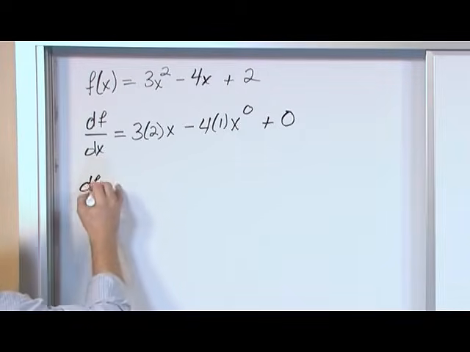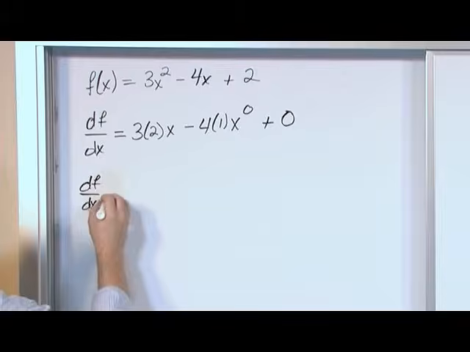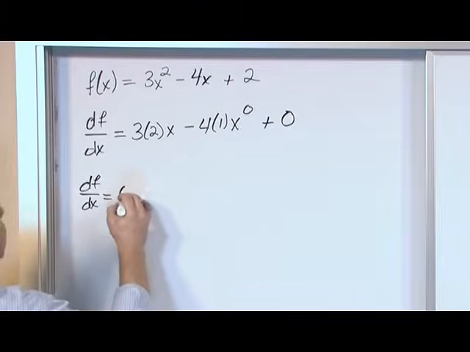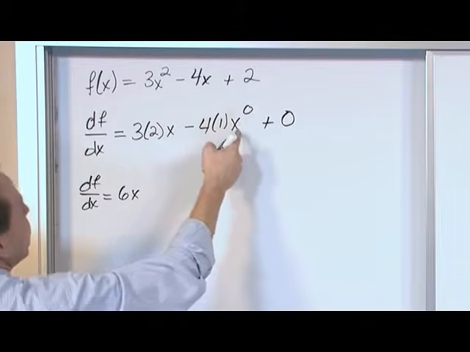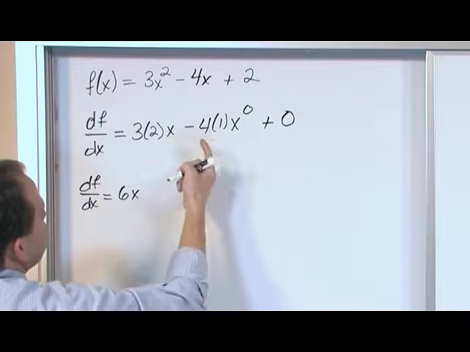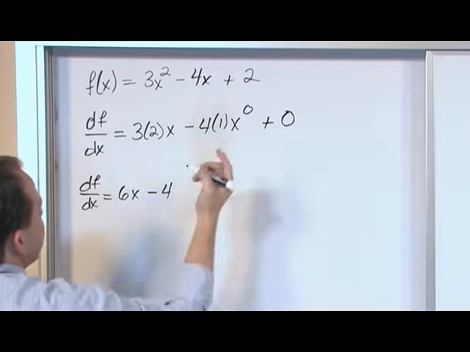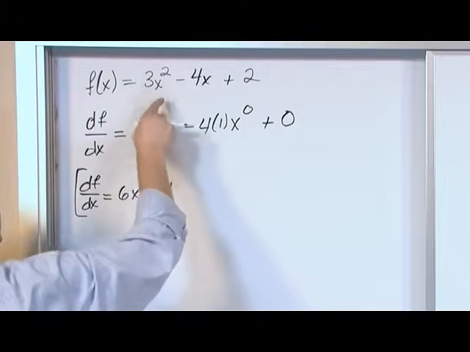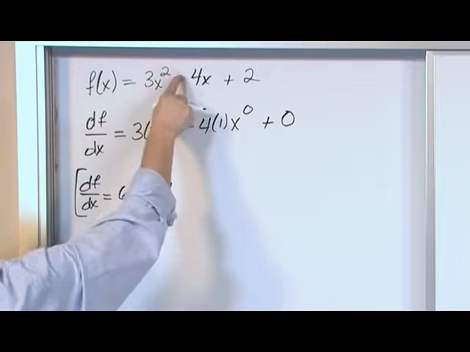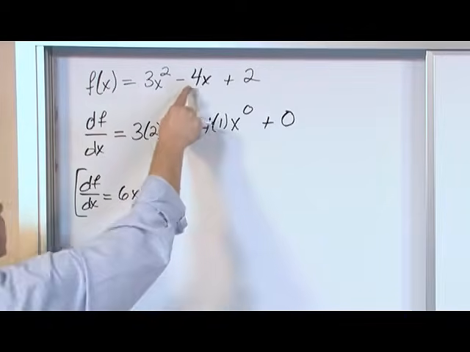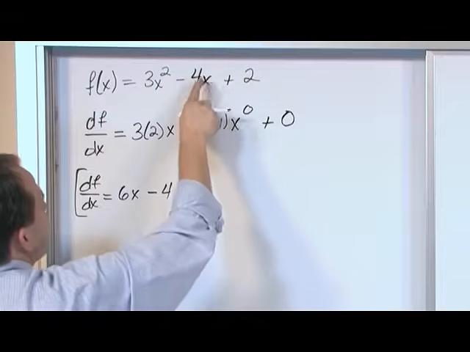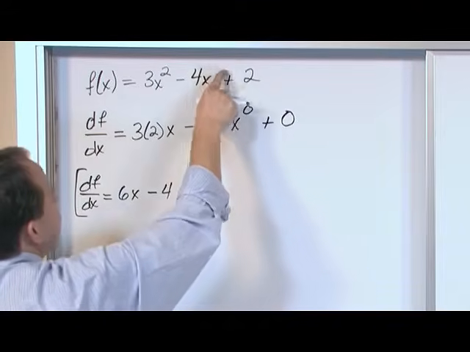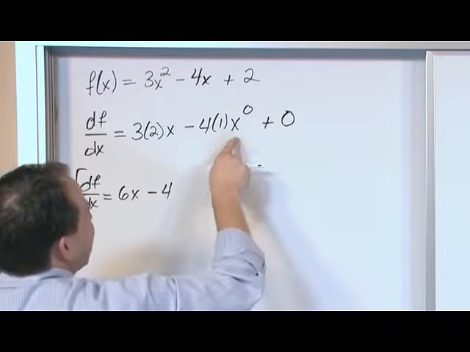The answer, df with respect to x, is going to equal 6x. And then here, this is x to the 0 is 1, so you have negative 4, and 0 just stays out. So df dx is 6x minus 4. Make sure you understand that. The 3 stays out in front, 2 drops down, x to the 1 power, because 2 minus 1, okay? Negative 4 stays out front, 1 drops down, x to the 1 minus 1 is 0. So this is going to end up dropping out too.